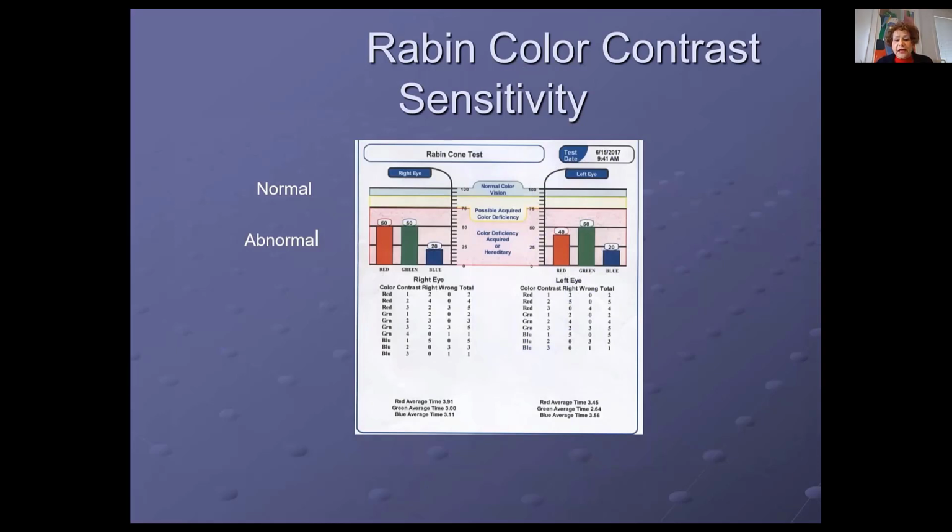So we looked at his color vision testing, and we did a test called the Rabin color contrast sensitivity test. And this is a test where a patient looks at different letters in different colors and at different contrast levels. A normal patient will be able to see all the letters of all the colors at all the contrast levels, and their results will be seen to extend up here into the normal zone. Patients with reduced color contrast and color vision, their results will be depicted down here. Here's the right eye and here's the left eye.